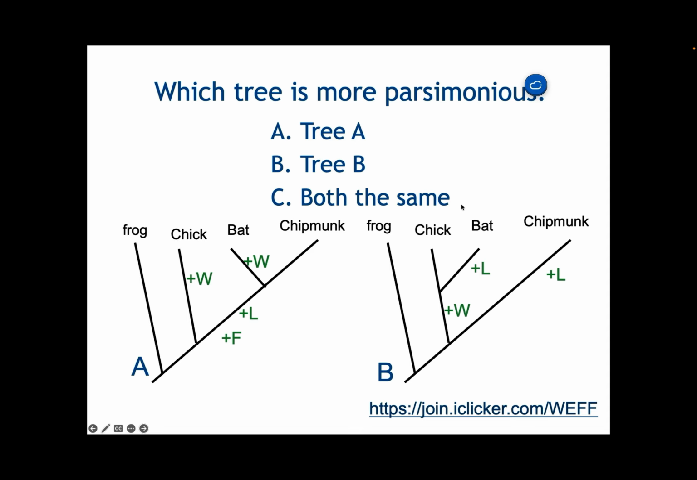Wings, okay, chickens and bats both have wings, and so maybe wings just evolved once here. And we also know that chipmunks have fur and bats have fur. So we need at least 5 evolutionary steps to account for this distribution of traits if tree B is correct. In other words, tree A requires fewer evolutionary steps, fewer gains or losses of a trait. So the tree on the left is more parsimonious, and we're going to say that the tree on the left is probably correct for that reason.